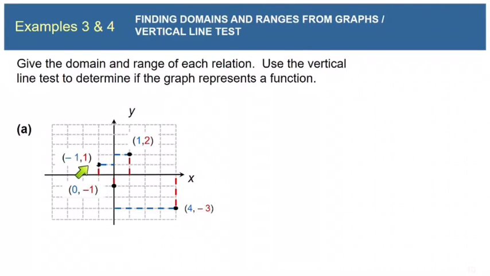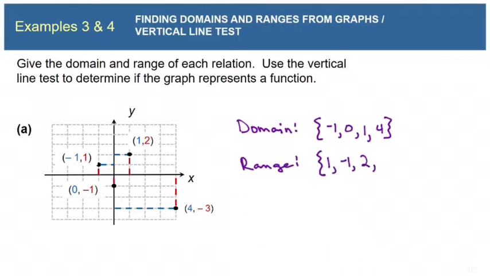So let's list the domain. The domain will just be each of the x values. So -1 and 0 and 1 and 4. And the range will be each of the y values, 1 and -1 and 2 and -3. And now, any vertical line we draw can only intersect the graph one time. So this is a function.